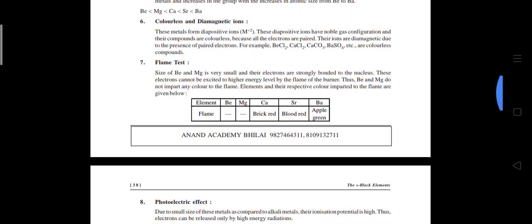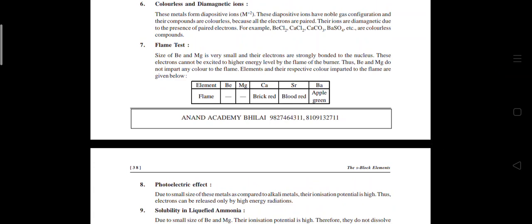Sixth, colorless and diamagnetic ions. These metals form dipositive ions. These dipositive ions have noble gas configuration and their compounds are colorless because all the electrons are paired. Their ions are diamagnetic due to the presence of paired electrons.